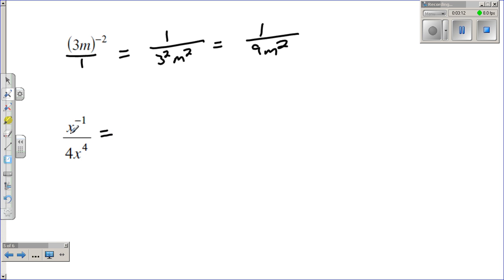Here, we see we have a negative x that needs to come down. Okay, so if I bring 1x down, I'm left with nothing on top, but you don't leave it blank. There's an implied 1 there. The x comes down, and now I don't have 4 x's down here, but here comes one more, so now I have 5 x's down here. So it would be 4x to the 5th, and that would be my final answer.